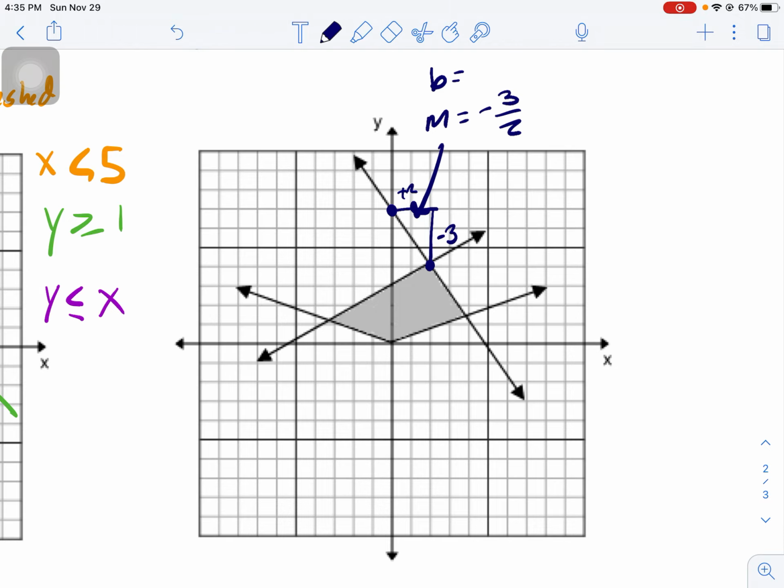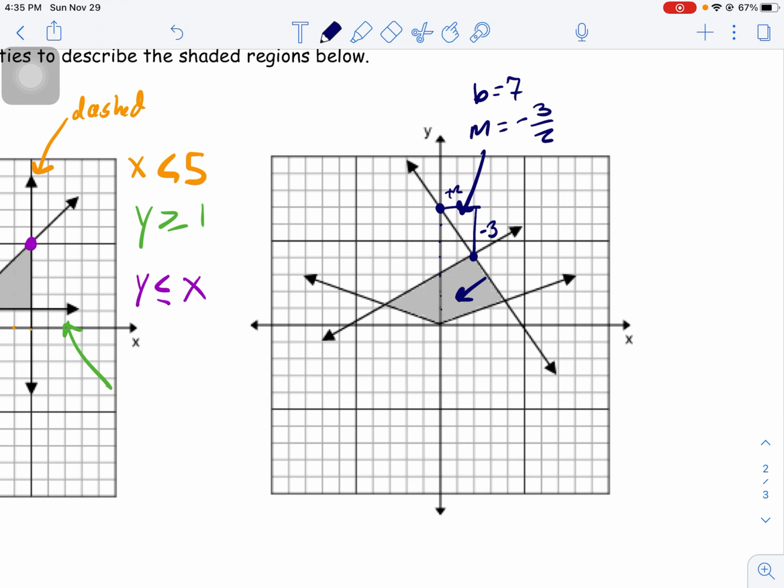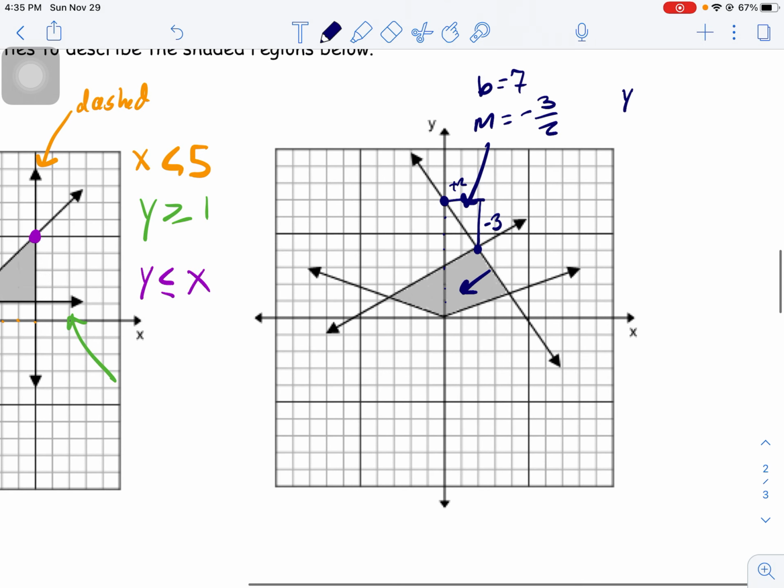The y-intercept is 1, 2, 3, 4, 5, 6, 7. So it's shaded below this line, so that's y is less than. We'll also treat this as dashed. So we're just going to say it's y is less than negative 3 halves x plus 7, because that's how we write a line in slope-intercept form.